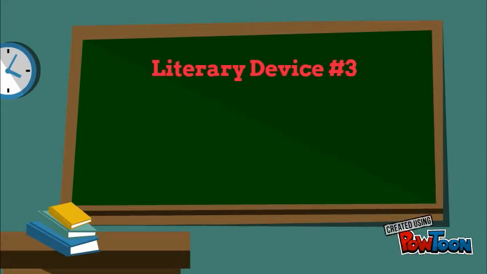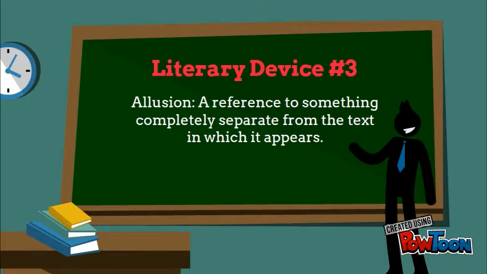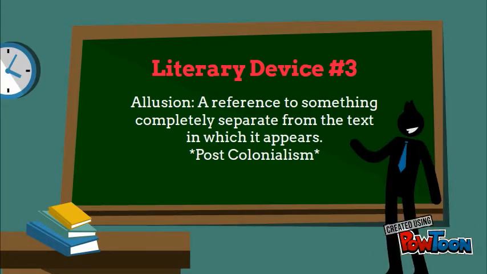Now, R.K. Narayan also uses allusion in this story. An allusion is a reference to something completely separate from the text in which it appears. This story links to post-colonialism with regards to Britain and India. In this story, the Indians are portrayed as the dog, and the blind man as the British colonial masters.